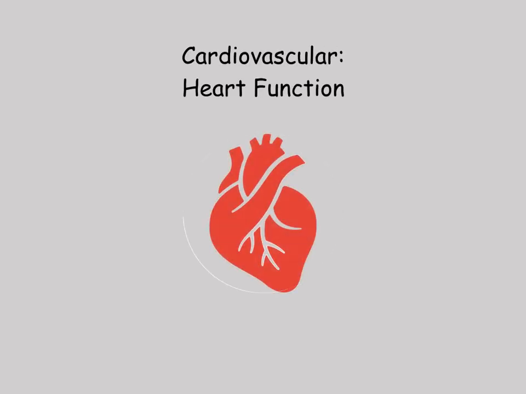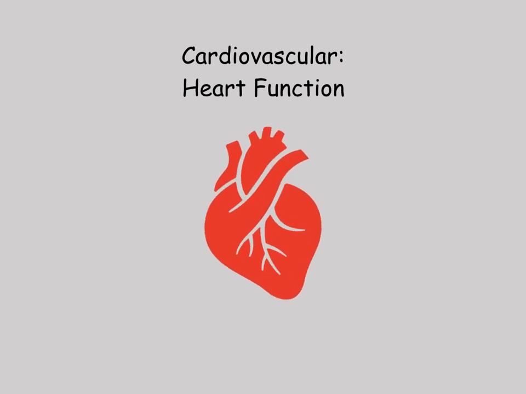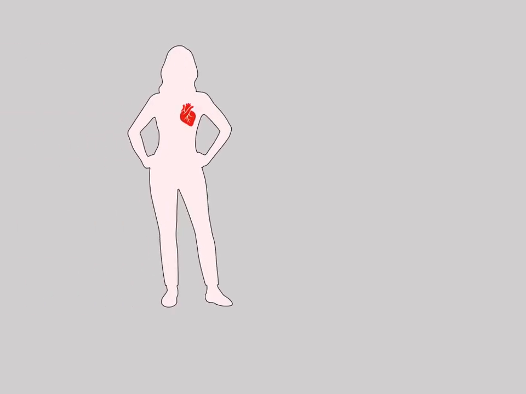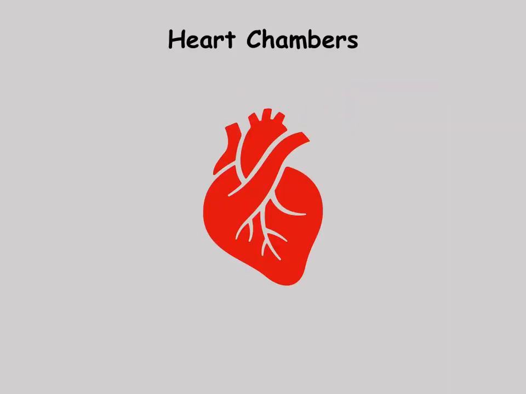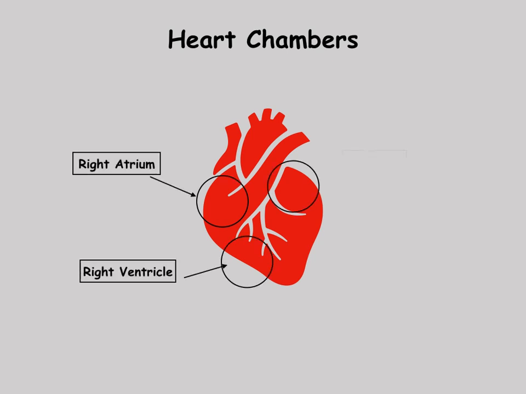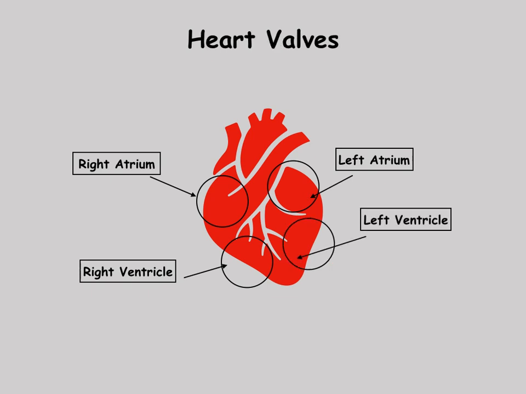In this first video of the cardiovascular system, we will talk about the function of the heart. The heart is a fist-sized organ and sits on the left side of the chest. There are 4 chambers: the right atrium, right ventricle, left atrium, and left ventricle. There are also 4 valves that allow blood to flow during contraction. When the valves close, they produce the lub-dub sound that can be heard with a stethoscope over the heart.